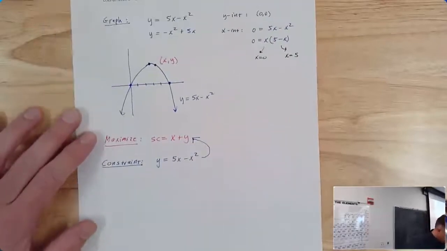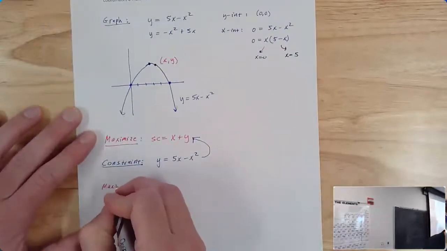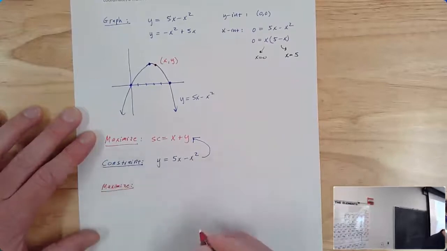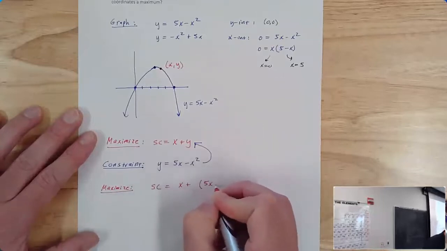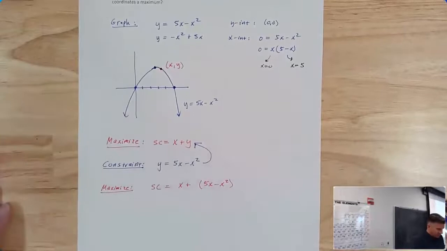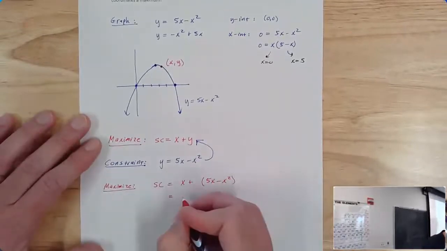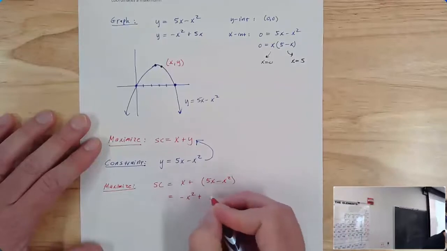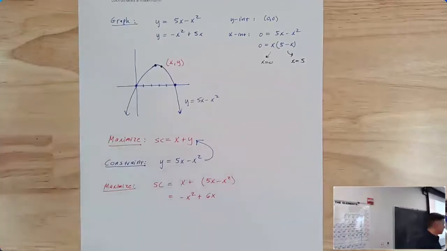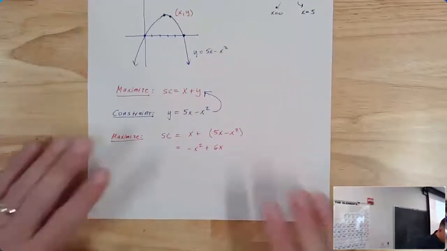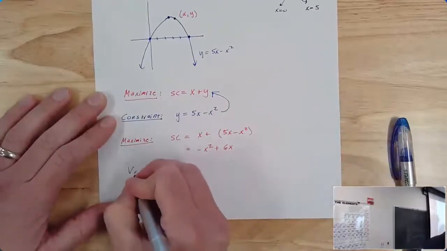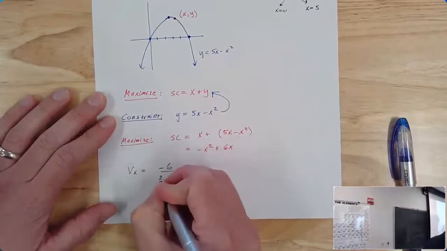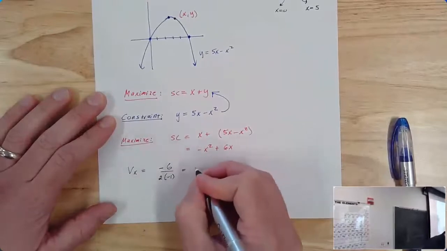So now the thing we're trying to maximize, which I don't really need to keep writing, I just find that I do, is the sum of the coordinates is x plus 5x minus x squared. Which, simplifying that, that's going to be negative x squared plus x plus 5x is 6x. So we're trying to find the vertex of that parabola, or specifically the x coordinate. So I find the x coordinate, v sub x is going to be negative 6 over 2 times negative 1, which is positive 3.